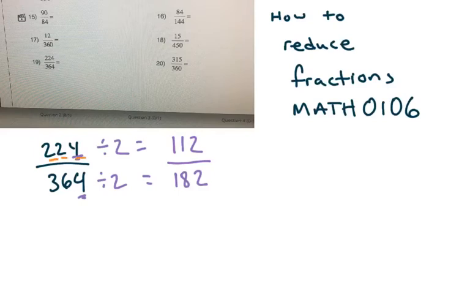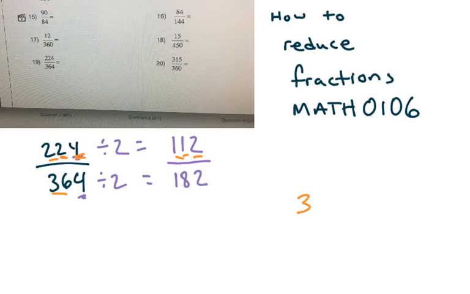So 2 divided by 2 is 1. 2 divided by 2 is still 1. And 4 divided by 2 is 2. On the bottom, 36 divided by 2, which is not necessarily the most obvious, but hopefully you're aware that 36 divided by 2 is 18. And 4 divided by 2 is 2.